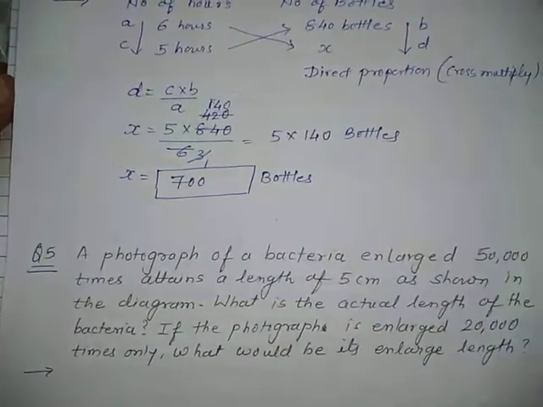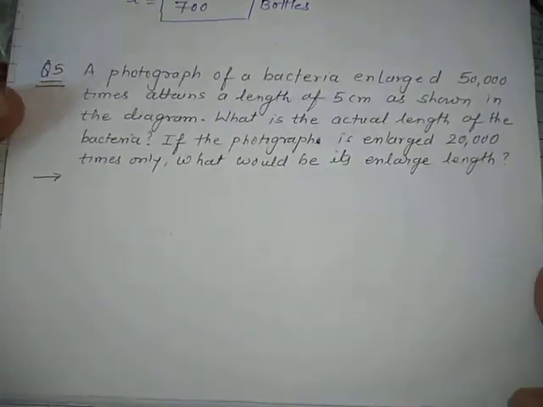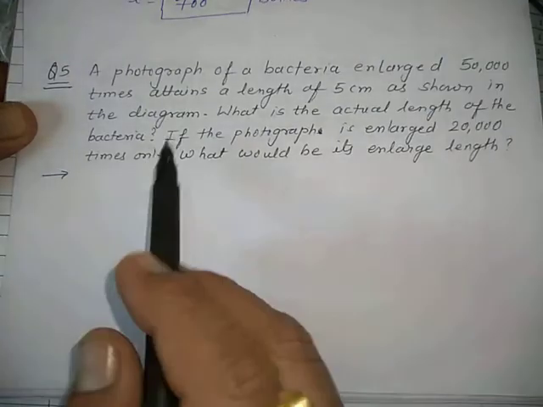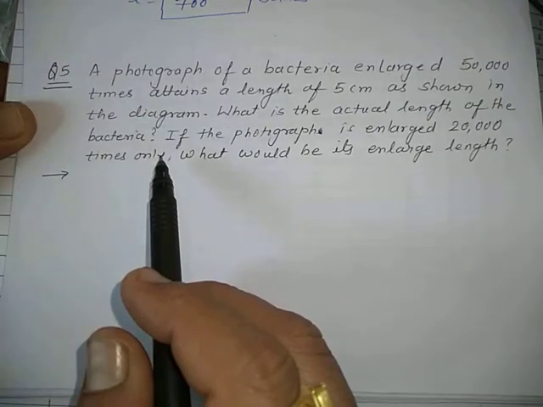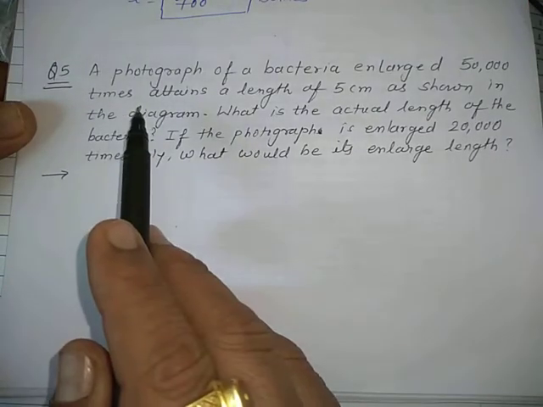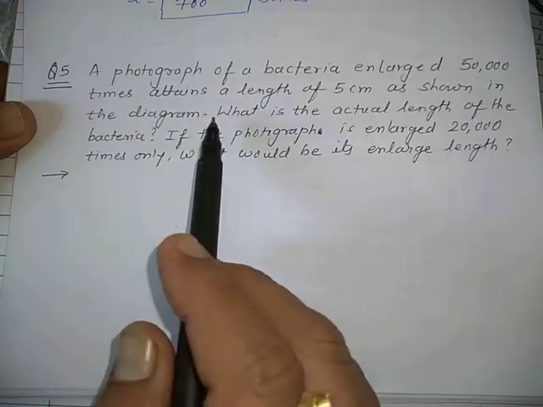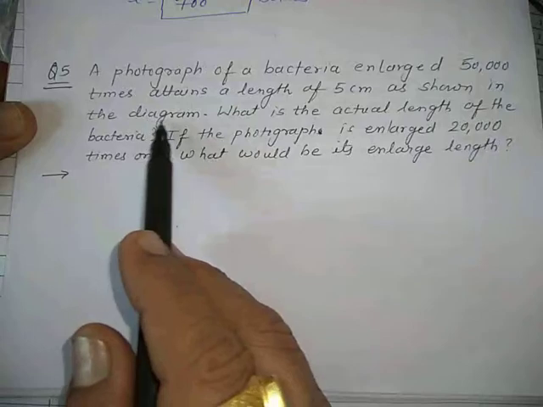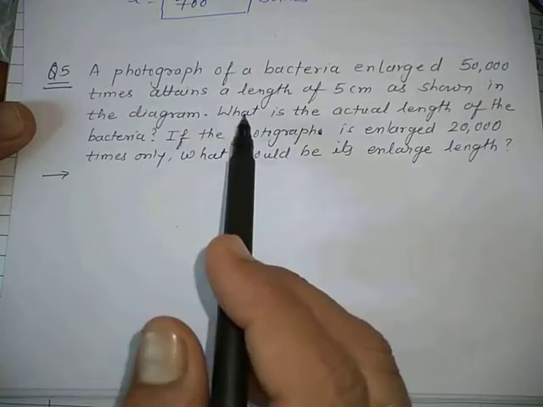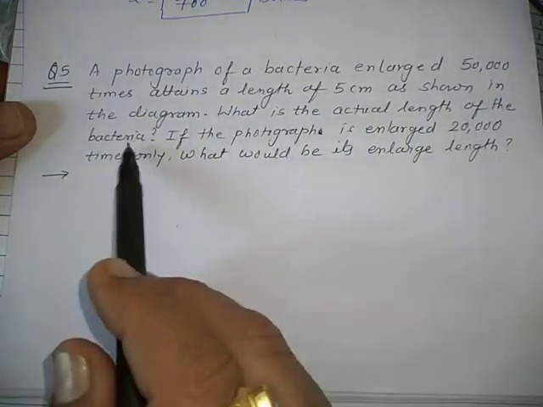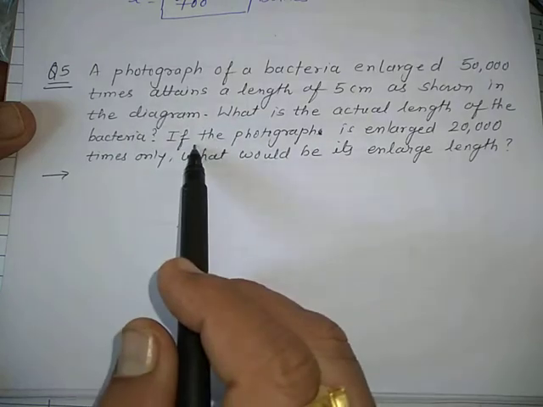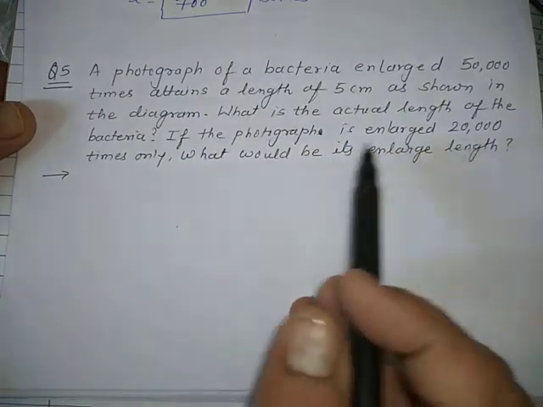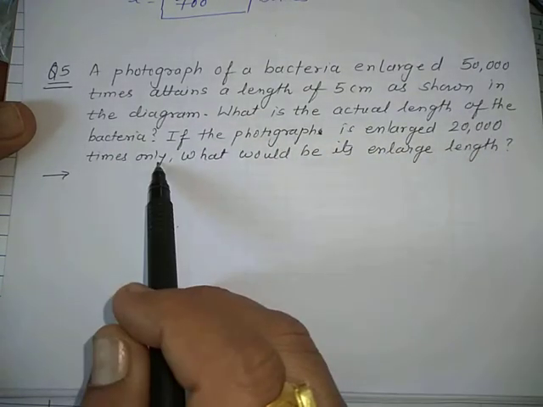Now we proceed for the next question. Question number 5. A photograph of bacteria is enlarged 50,000 times, which attains the length of 5 centimeter as shown in the diagram. What is the actual length of the bacteria if the photograph is enlarged 20,000 times only?